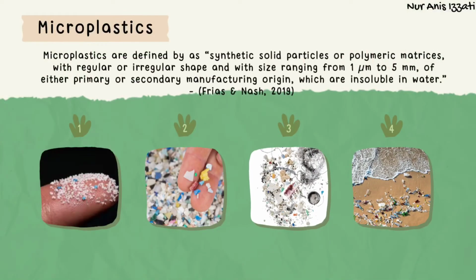Most plastics do not degrade, but they slowly fragment into smaller particles referred to as microplastics. Microplastics are defined as synthetic solid particles or polymeric matrices with regular or irregular shapes and with size ranging from 1 micrometer to 5 millimeters, of either primary or secondary manufacturing origin, which are insoluble in water.